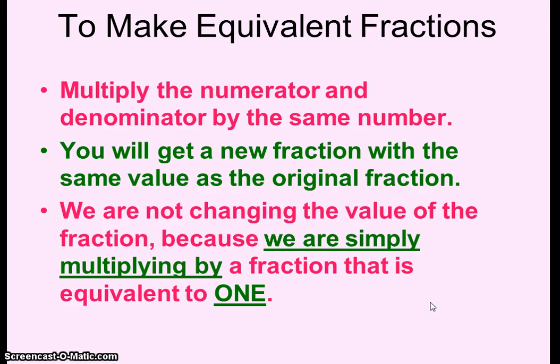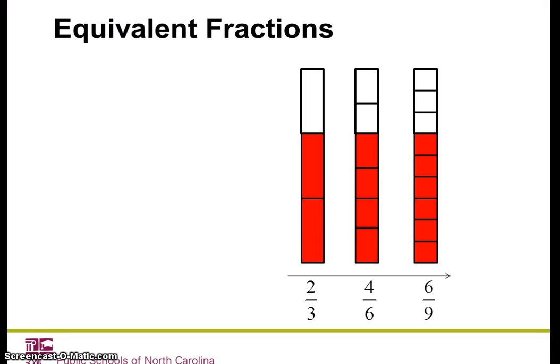This is also used interchangeably with equivalent ratios. Okay. Now, if you want to make an equivalent fraction, it's actually really easy to do. All we do is multiply our fraction by the same number, the top and bottom. So the numerator and the denominator get multiplied by the same number, and we're going to get a new fraction. It's going to mean the exact same thing as the other one, just like in the picture back here.